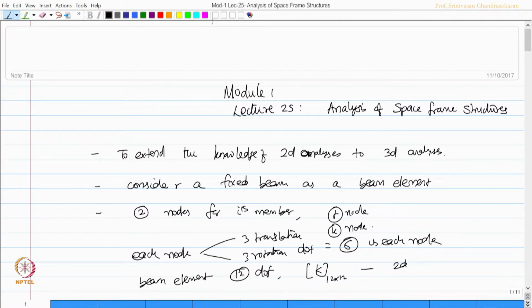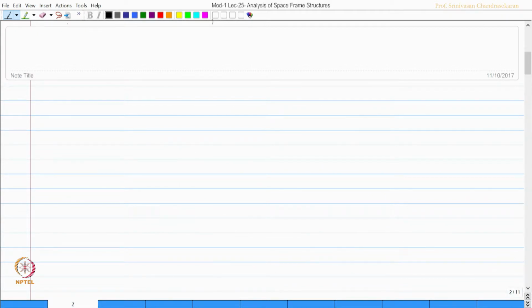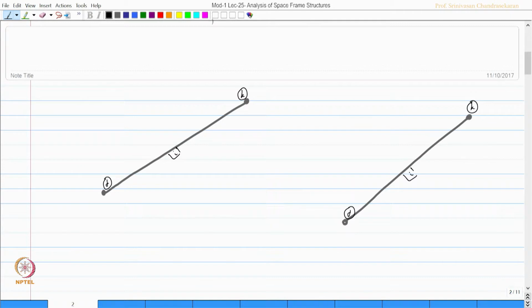In 2D analysis, we had seen that the member matrices can be of size 4 by 4 if you neglect axial deformation, or 6 by 6 if you include axial deformation for non-orthogonal members. In this case, it will be 12 by 12. Let us take a simple member arbitrarily oriented with 2 nodes. Let us mark the nodes as j and k. There is an ith member, that is the member designation.